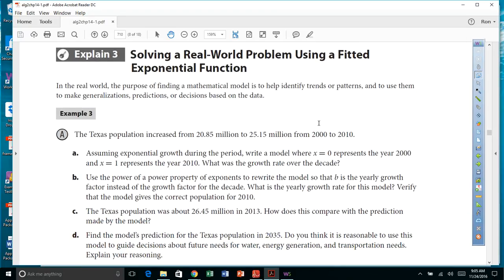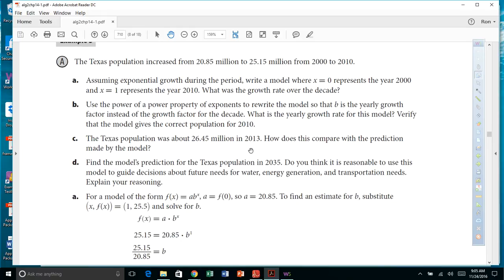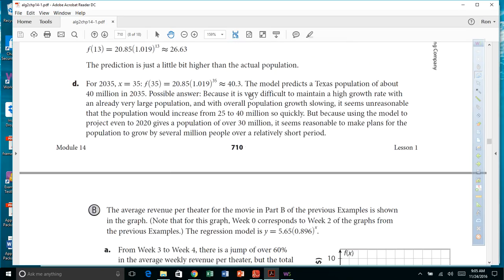Solving a real-world problem using a fitted exponential function. In the real world, the purpose of finding a mathematical model is to help identify trends or patterns and to use them to make predictions. All right, so example 3. I'll let you read through A, and then when you come back, we'll do B together.